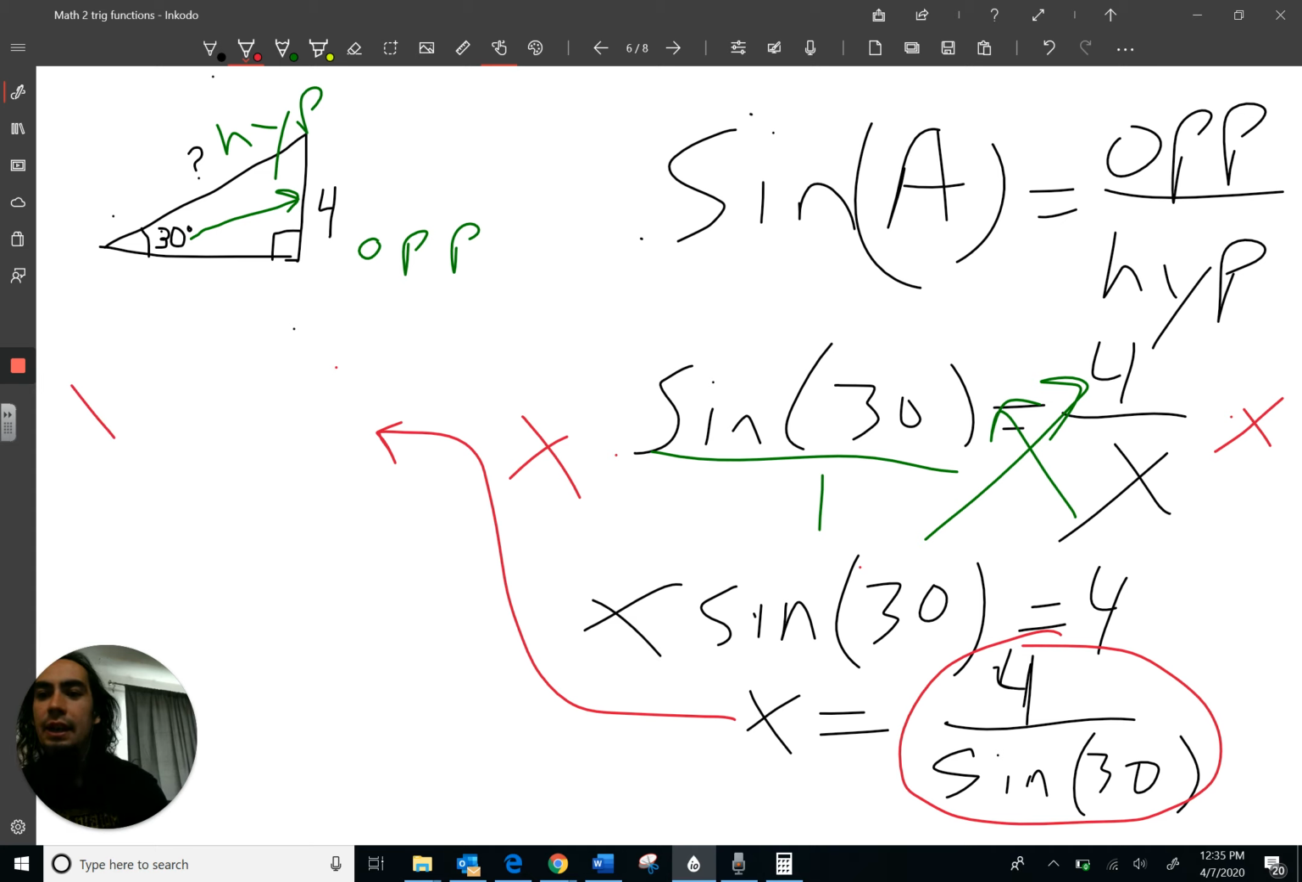I'm going to actually continue this problem over here. I now know that x is equal to 4 over, and I'm not going to write sine 30 anymore because now I know that sine 30 is 0.5. And that 4 does not look very good, but hopefully we're good there, right? X equals 4 over 0.5. What is 4 over 0.5?